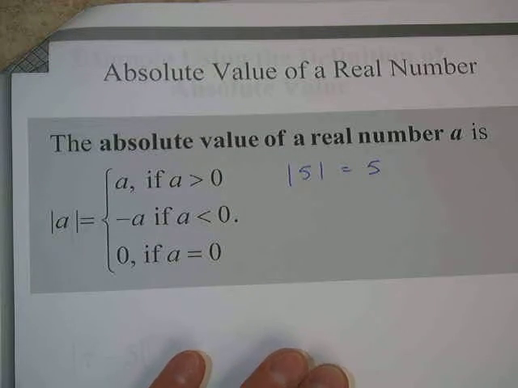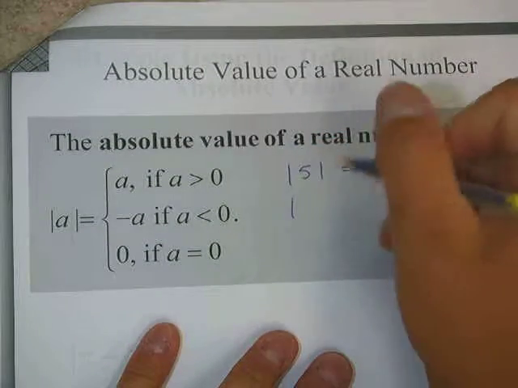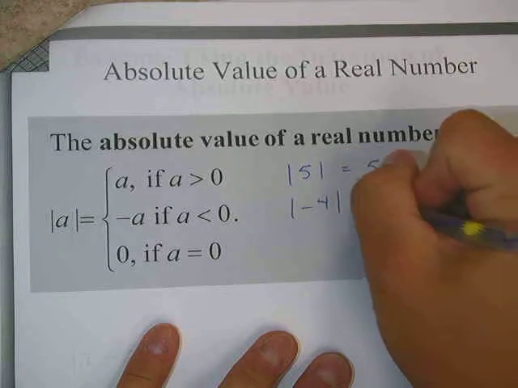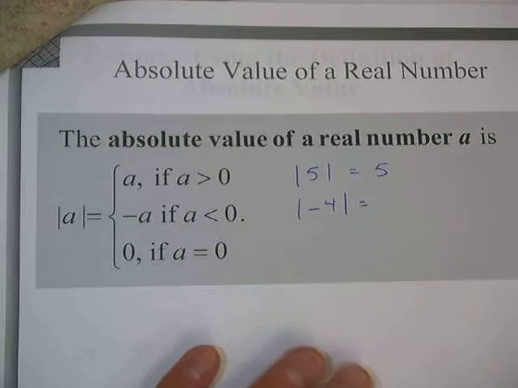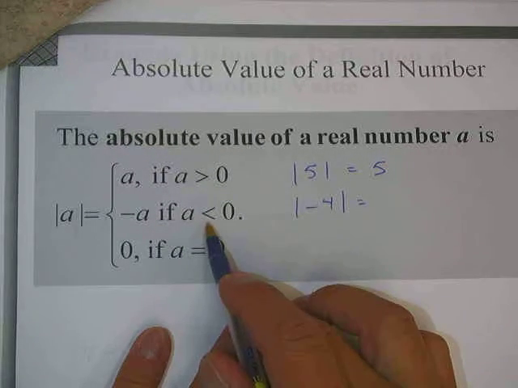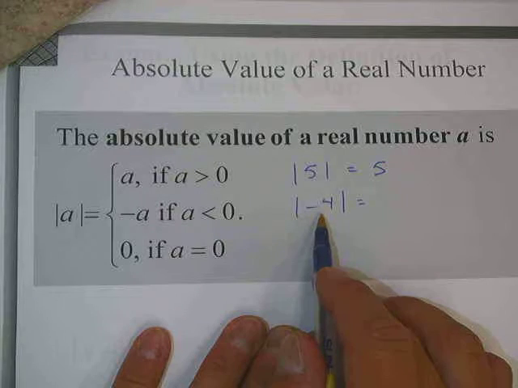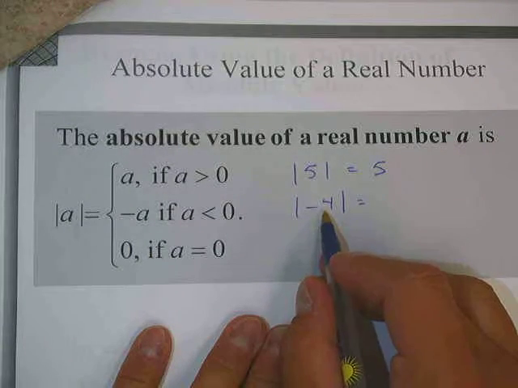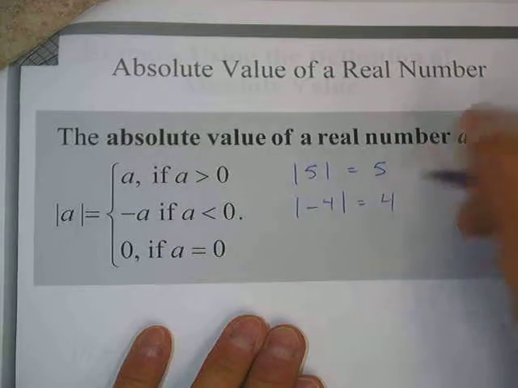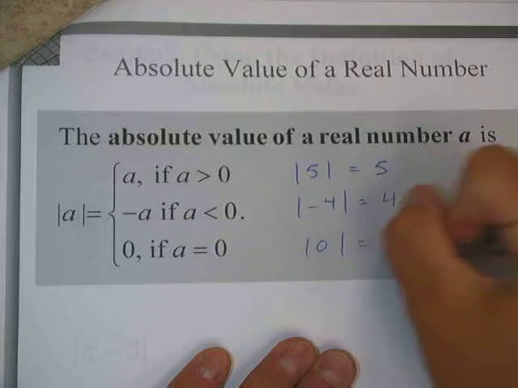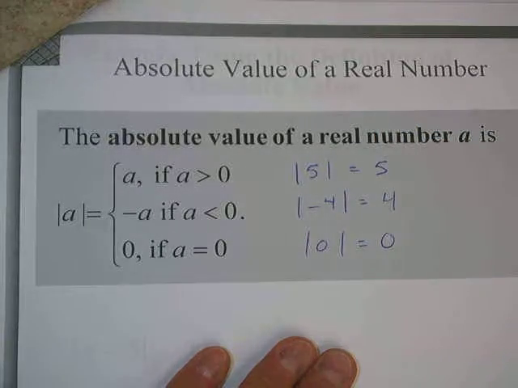If we have the absolute value of a negative number, like say negative 4, the second part of the definition tells us that if we do have a number less than 0, the absolute value of it is the opposite of the number. So the opposite of negative 4 is 4. And of course the absolute value of 0 is 0.